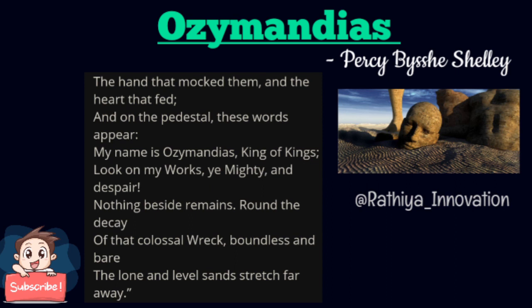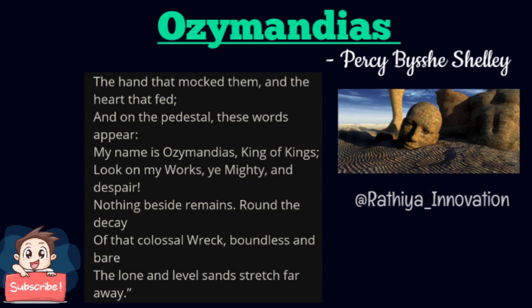My name is Ozymandias, King of Kings. Look on my works, ye Mighty, and despair. So these two lines reveal the ancient ruler's name. That is, the name of the king is Ozymandias, who is like a majesty, and his works make people afraid, and he lived in his period with great brightness. So the author says that Ozymandias is like a king of kings.